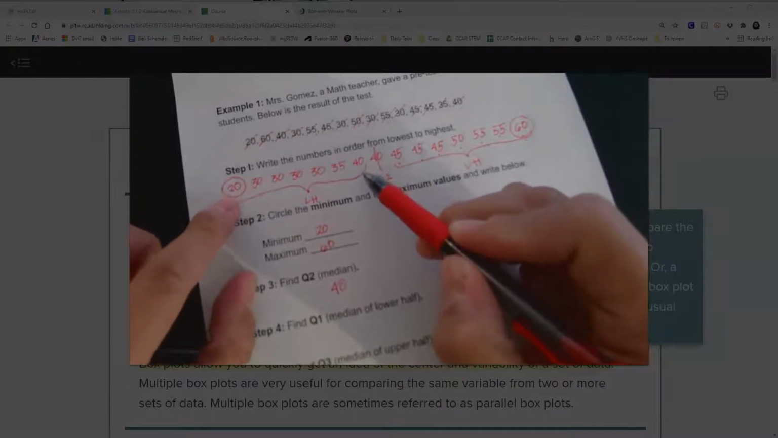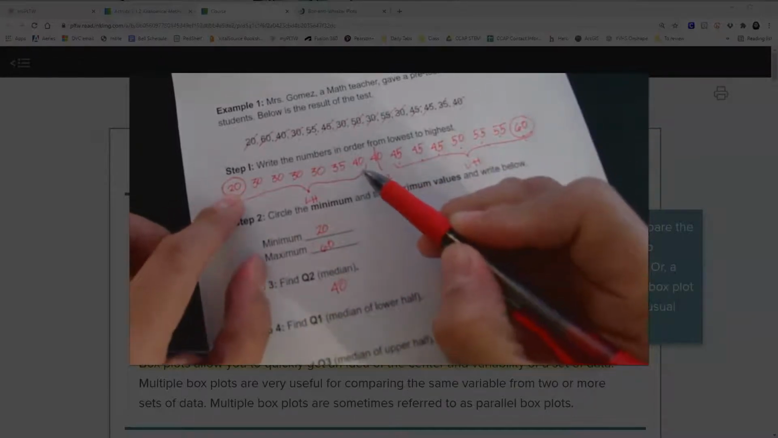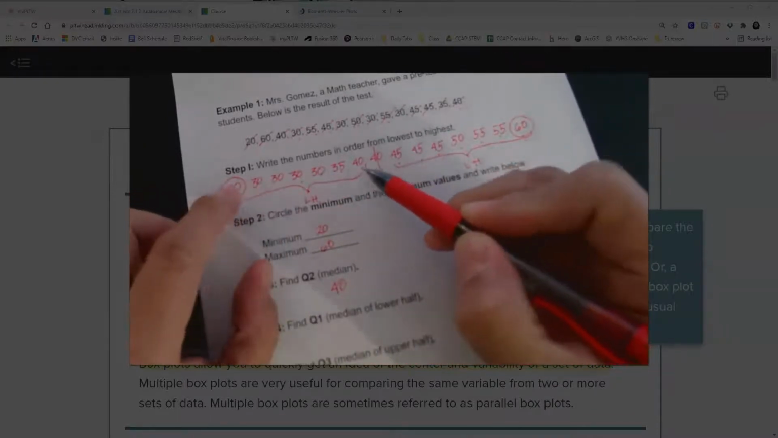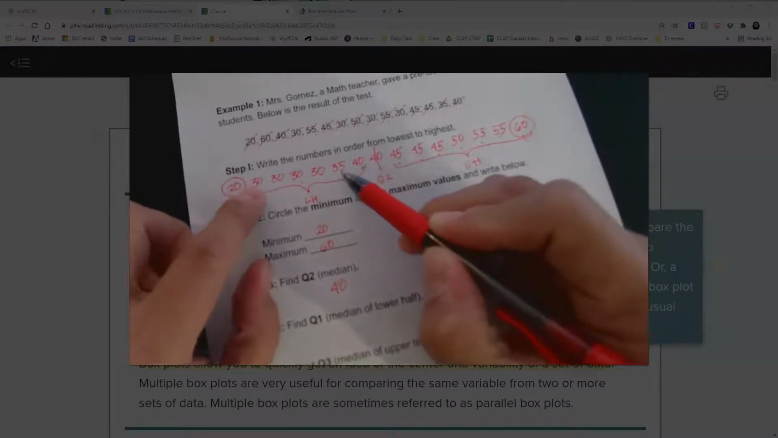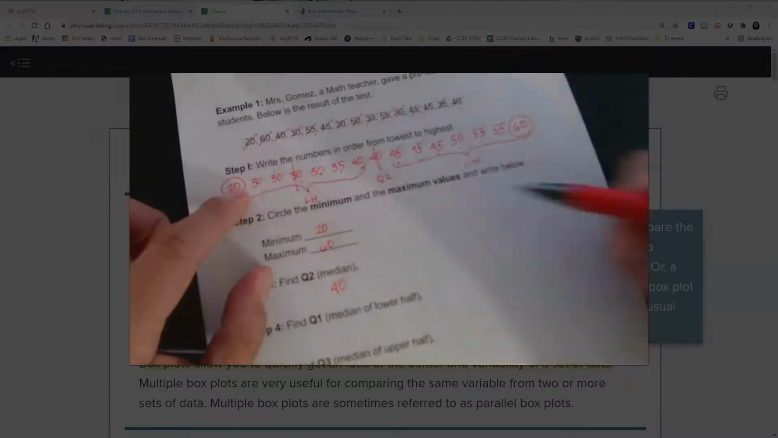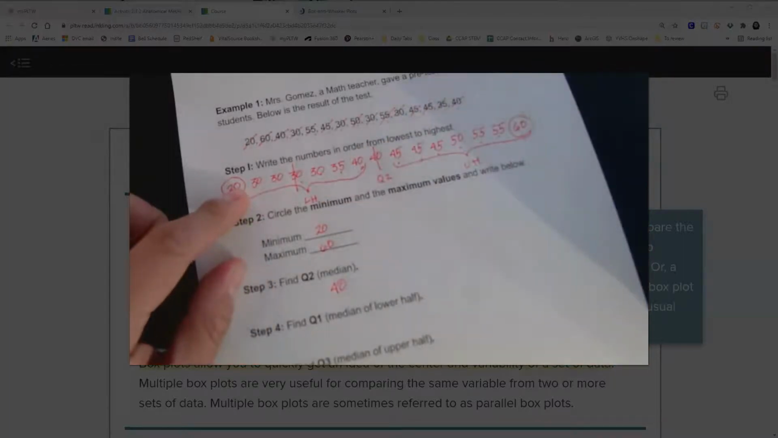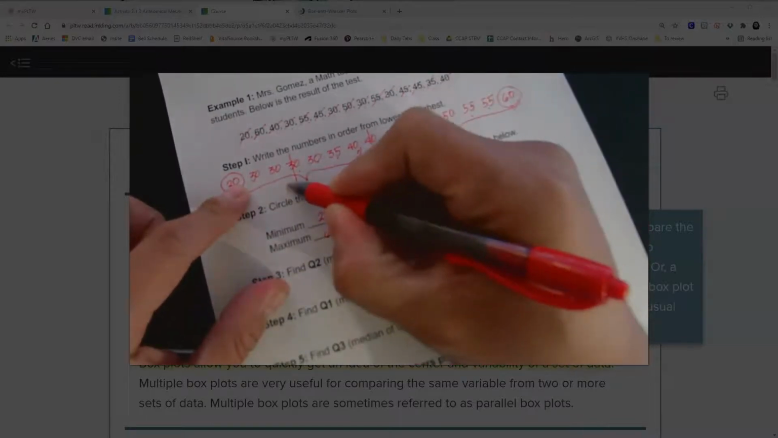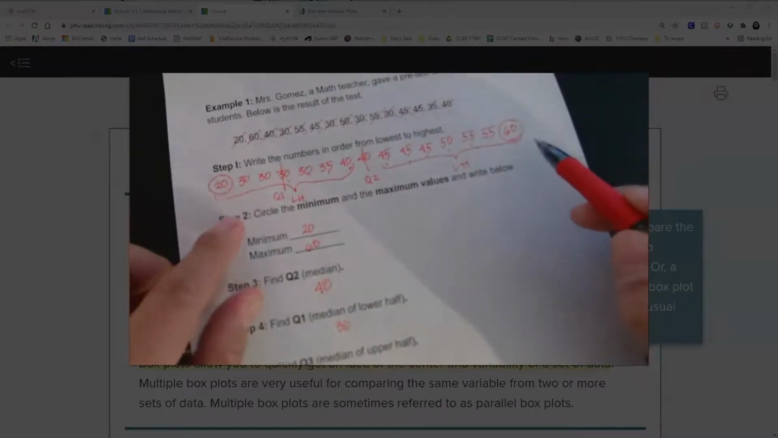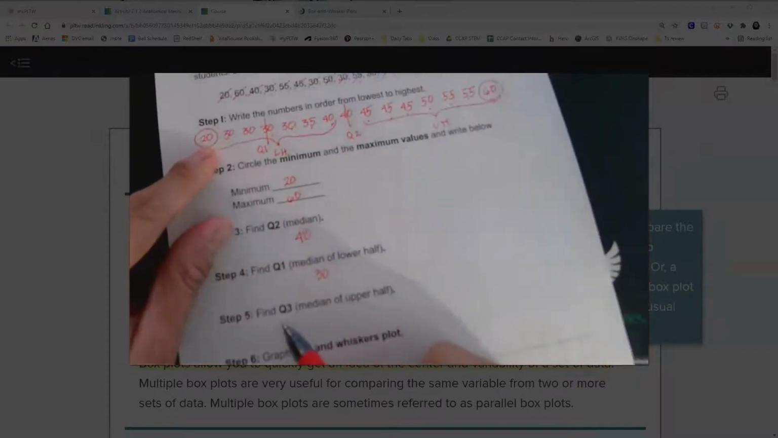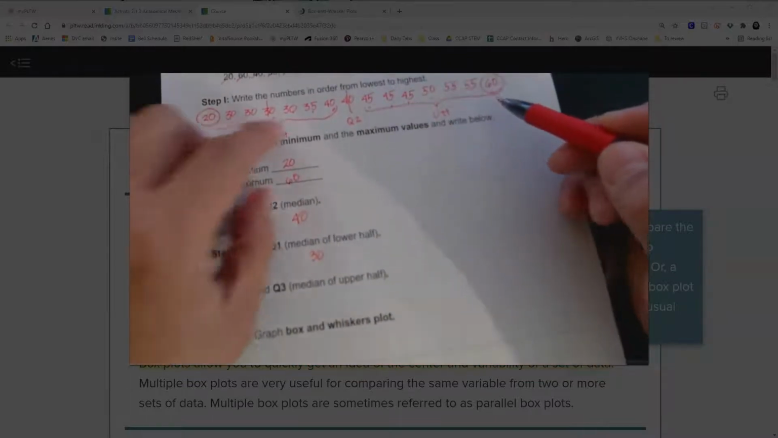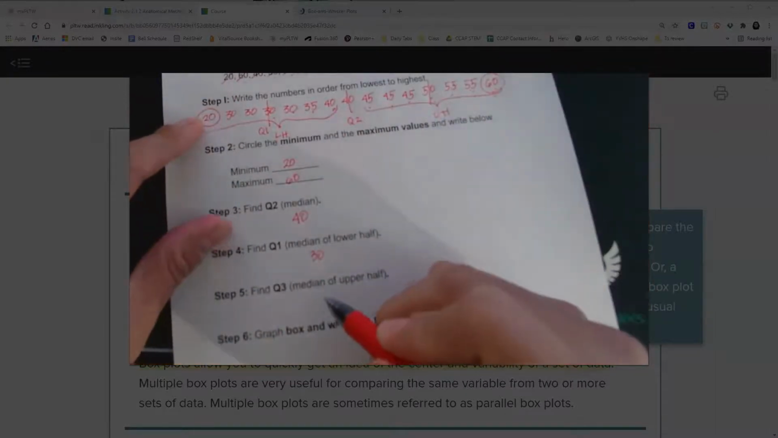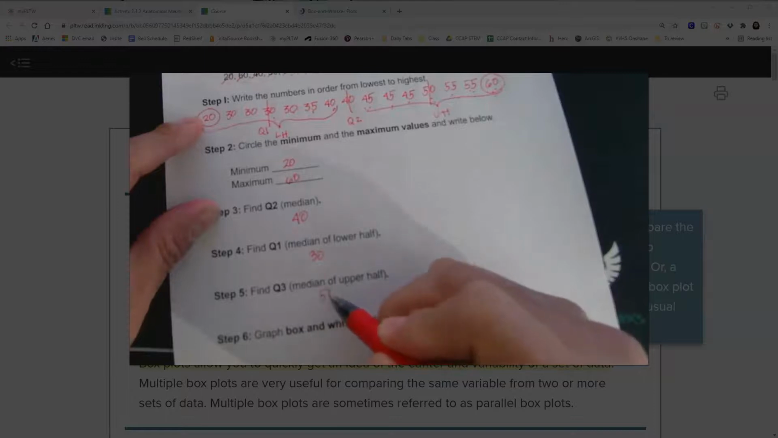So if I go one number back or forward, I go 1, 2, 3. As you can see, there's a middle number once more. So 1, 2, 3. There's a middle number right here. The middle number is 30. Okay, so Q1 is 30. And then if I go to the upper half to get step number 5, I just go 1, 2, 3, and so the median number for the upper half is 50.